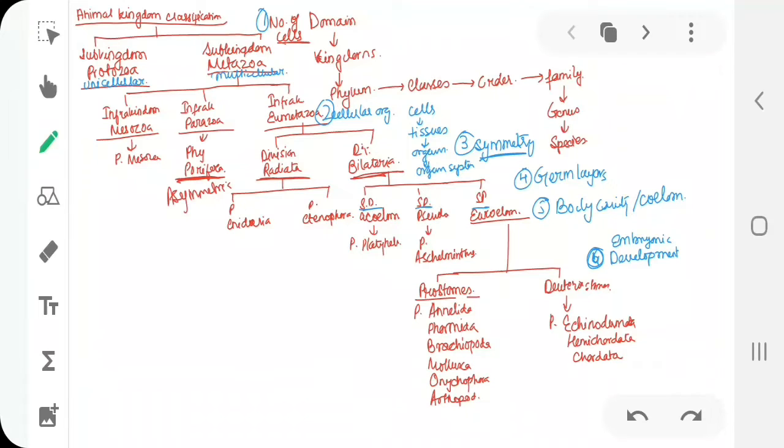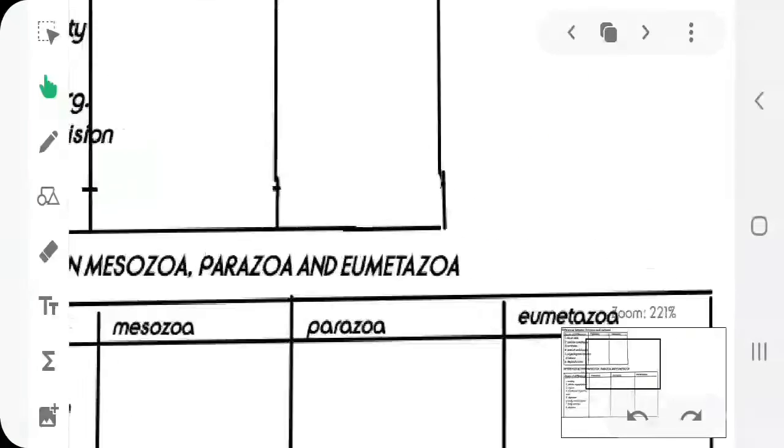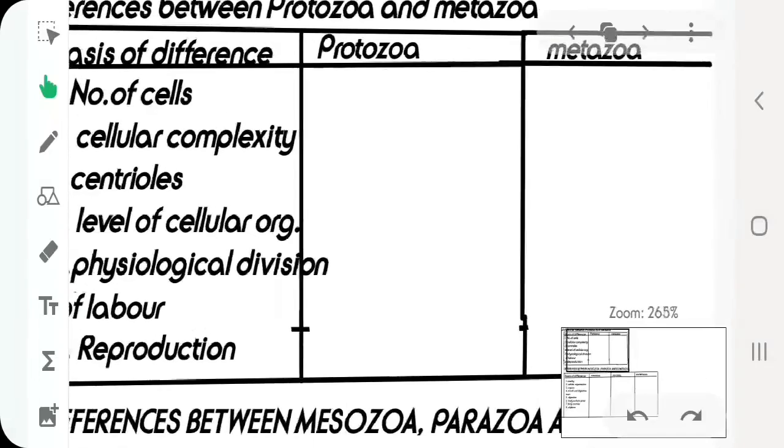Hello and welcome everyone. Today we'll be seeing the differences between the subkingdoms and infrakingdoms. Now, we have been doing the animal kingdom classification. There we saw that the whole of animal kingdom can be divided into two subkingdoms, that is Protozoa and Metazoa. This division is on the basis of the number of cells and cellular organization between the two. So let's try to see the differences between the Protozoa and Metazoa.